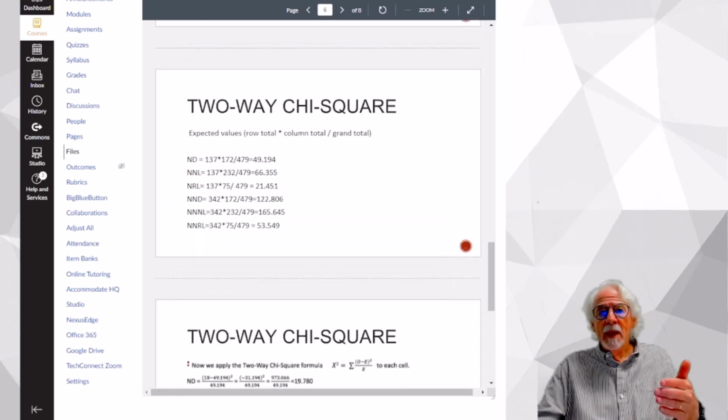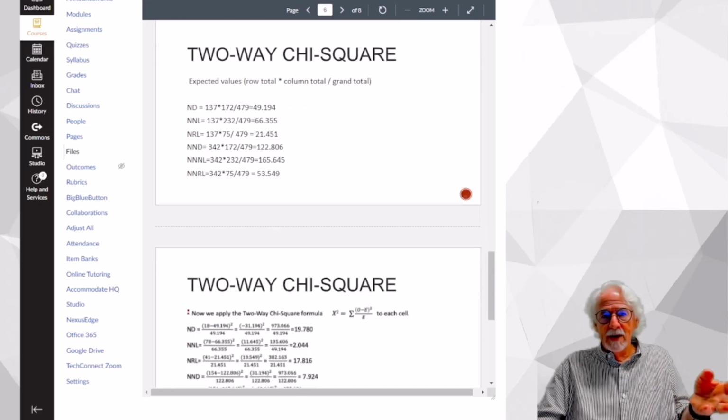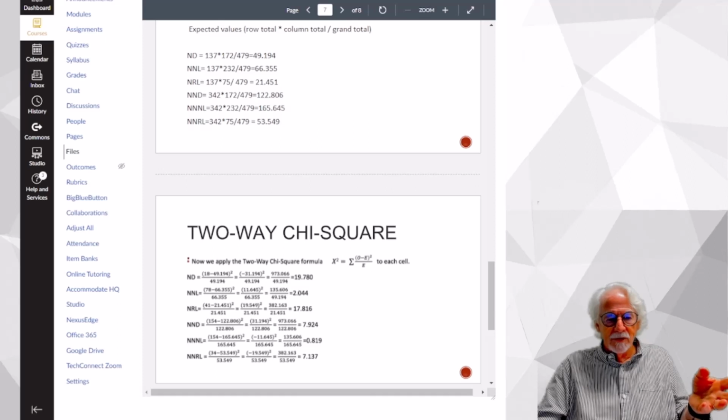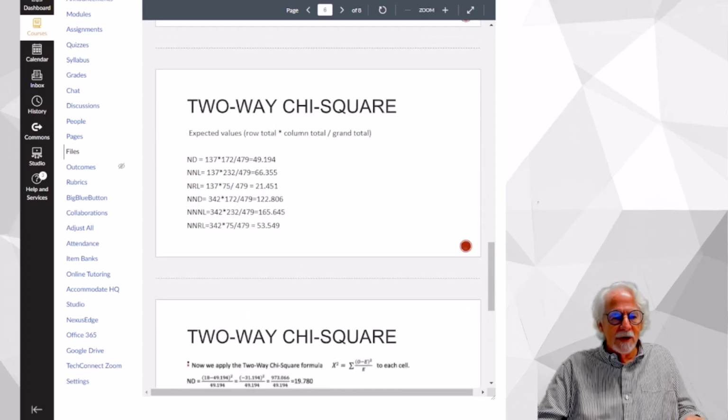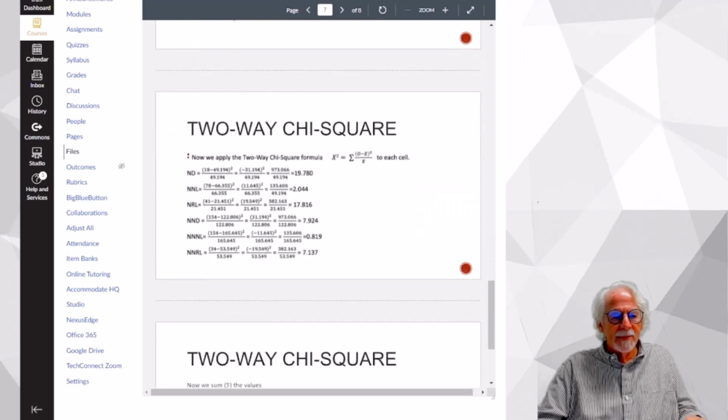Now, no, we're only halfway done, right? Because now we still have to do all of this work, right? And so here we go. And what we're going to do, right? So I have the observed value, 18 for the nearsighted people in the dark, right? And their expected value was 49.194.